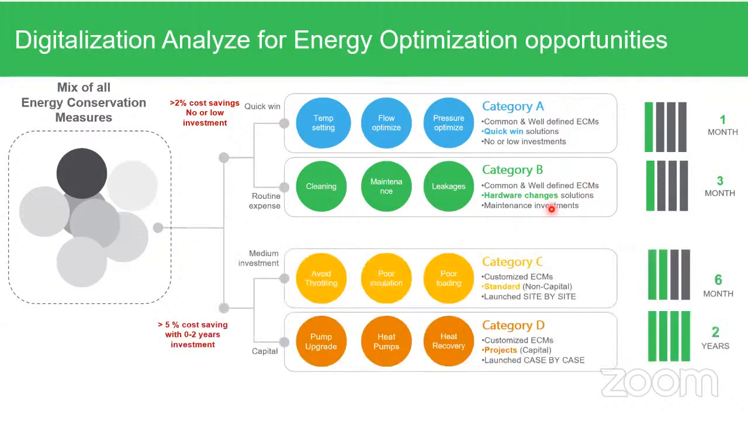Then comes category C, where a medium level of investment needs to be made by the customers. For example, throttling of a pump is happening, so we need to install VFDs. Similarly, poor insulation in the chilled water line, where the cooled water is exposed to the surroundings, should be protected with insulation. Otherwise, the ambient temperature will raise the temperature, and make the chiller work harder to maintain it. So these are the various categories A, B, C, which help to categorize the energy savings. And again, the paybacks have to be calculated accordingly, which will come as a typical payback period.